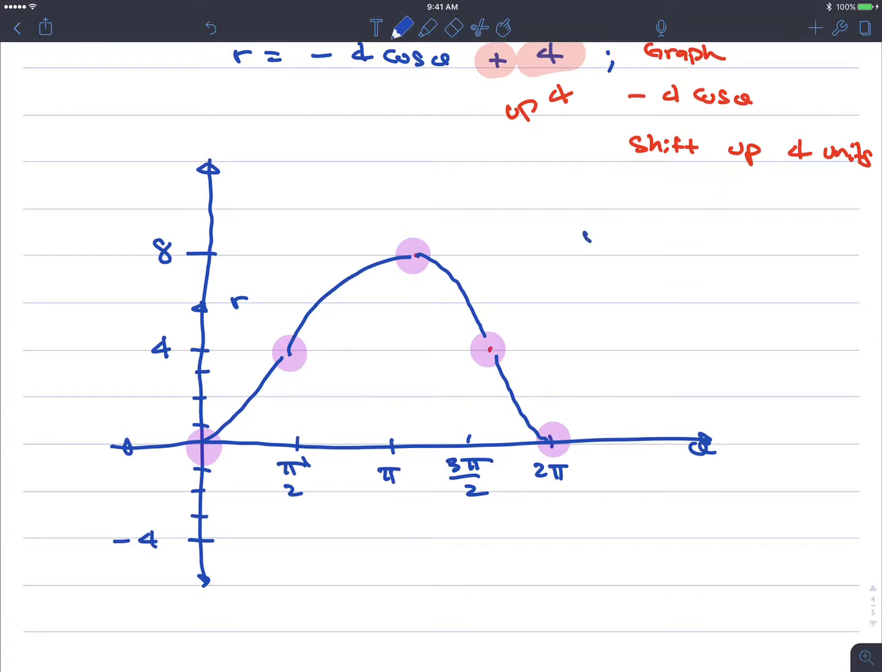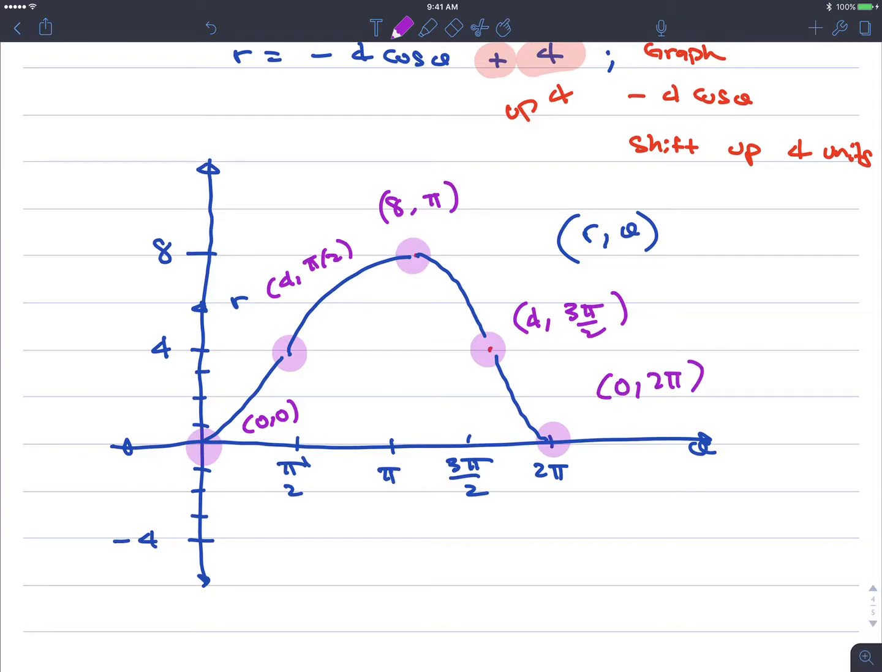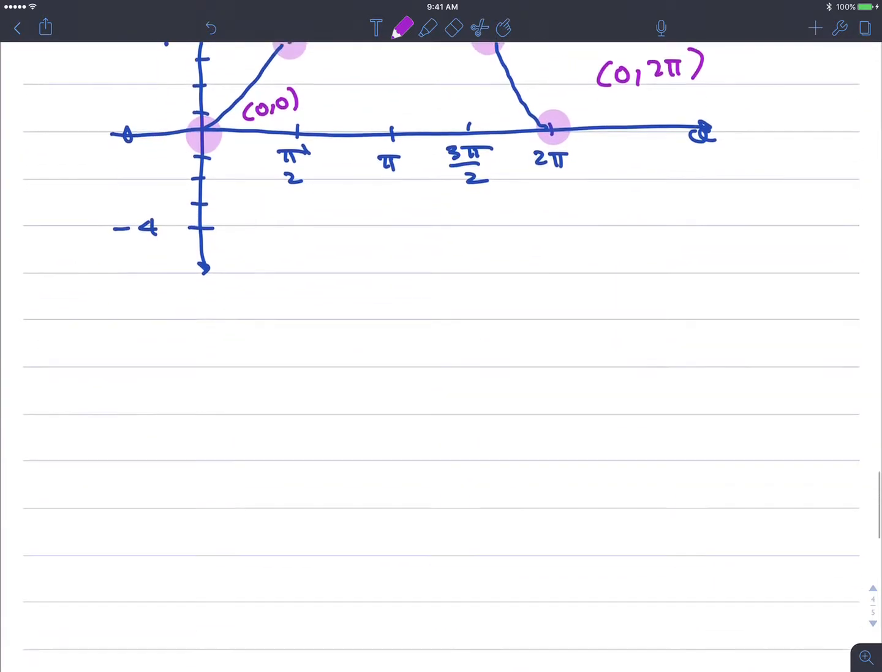Let's describe this with r and theta. You guys okay? What's this first point going to be? 0, 0. Good. What's the next point? 4, pi over 2. And then 8, pi. And then 4, 3 pi over 2. And then 0, 2 pi. All right, you guys okay with this curve? We're going to plot every one of these points here.